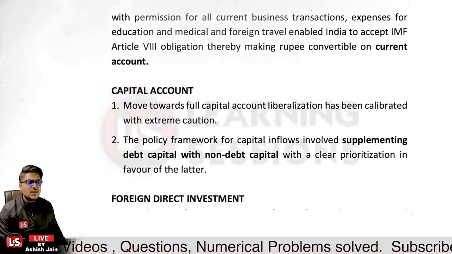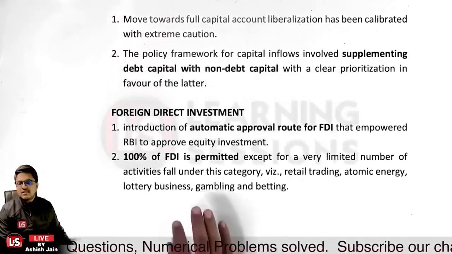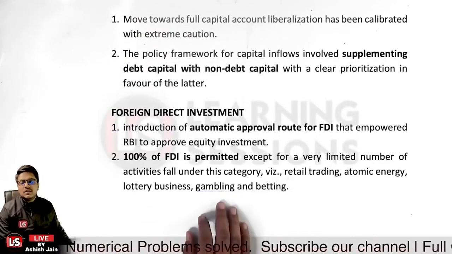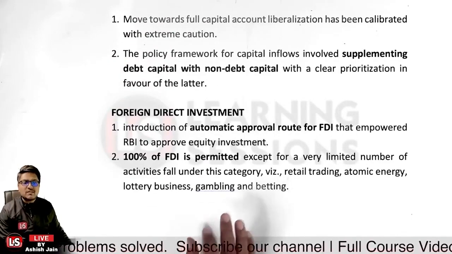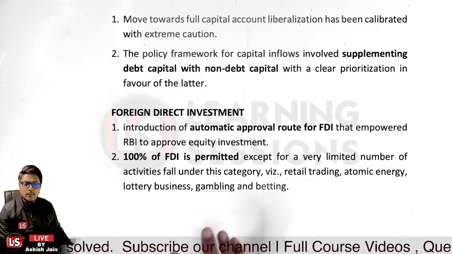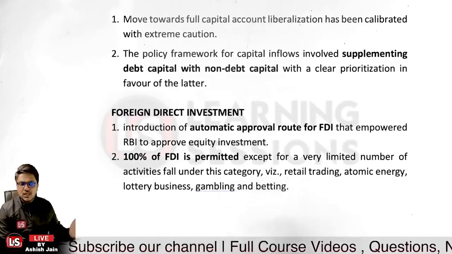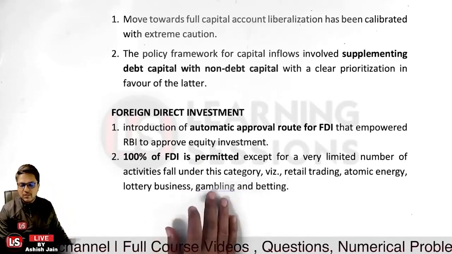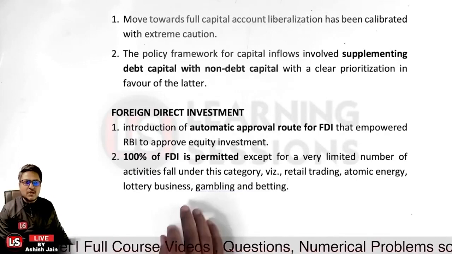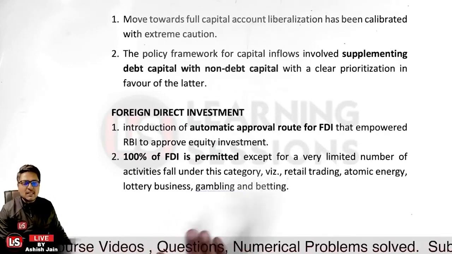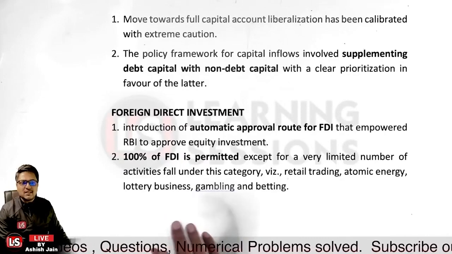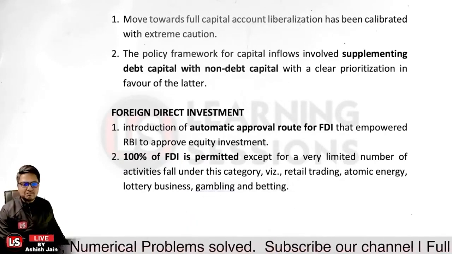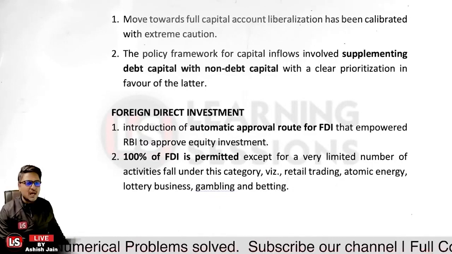Is that clear? Then it is related to foreign direct investment. Second point, foreign direct investment. Now, there is introduction of automatic approval for foreign direct investment that empowered the Reserve Bank of India to approve equity investment. Then 100% of FDI is permitted. In most cases, 100% FDI is permitted except for a very limited number of categories, related to retail trading, atomic energy, lottery business, etc. Otherwise, 100% of FDI is permitted.